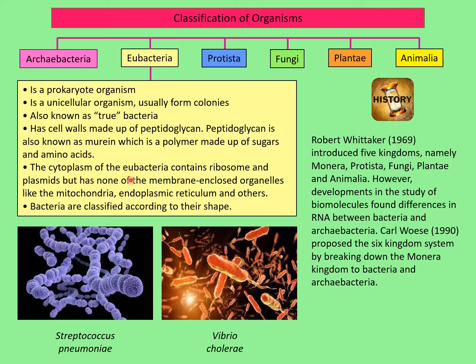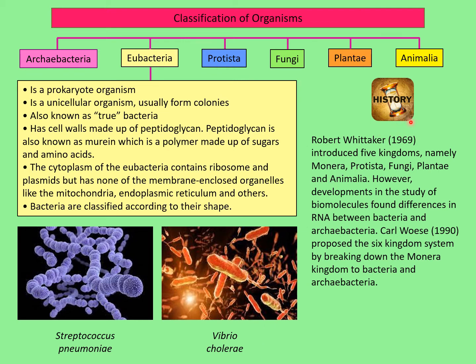The cytoplasm of the Eubacteria contains ribosomes and plasmids, but has none of the membrane-enclosed organelles like the mitochondria, endoplasmic reticulum, and others, because Eubacteria is still a prokaryote organism. There is no membrane-enclosed organelles and nucleus. Bacteria are classified according to their shapes. Okay, this is the shape. This one is Streptococcus pneumoniae. This one is Vibrio cholerae, that causes cholera.